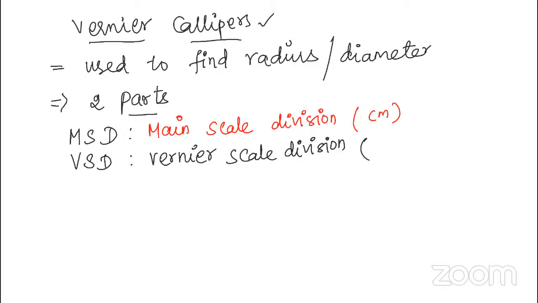Here how many divisions are there? Vernier scale, how many divisions are there, children? Only 10 divisions. It is 10 divisions.